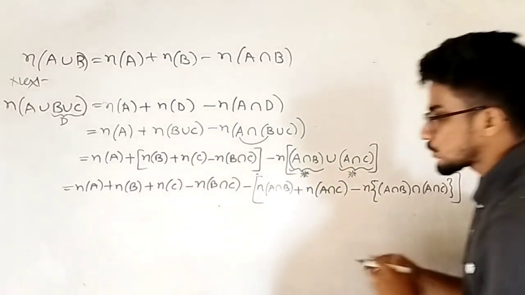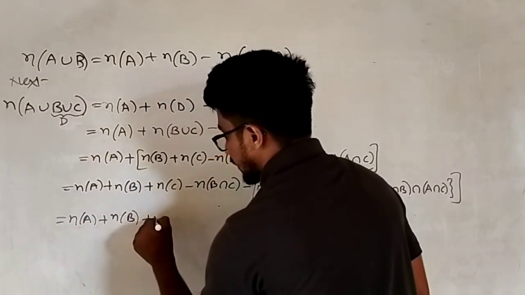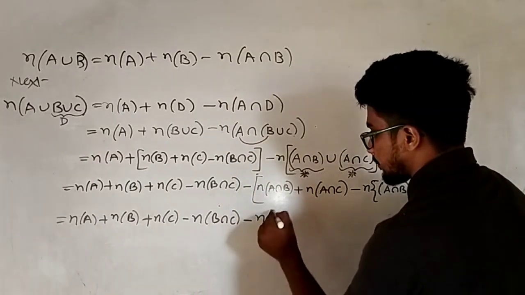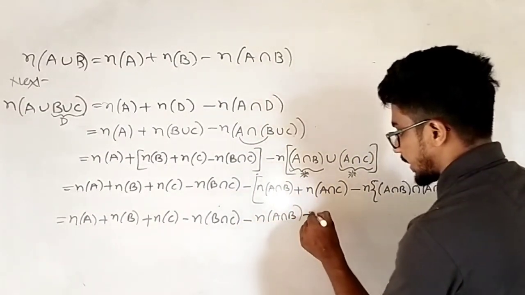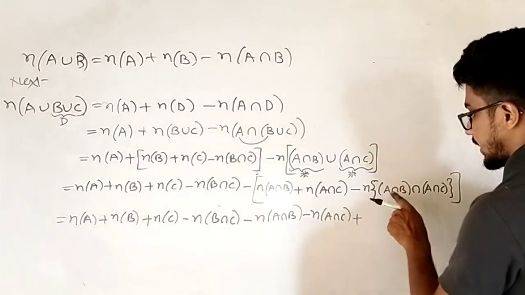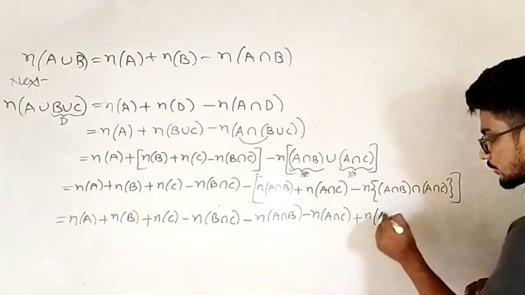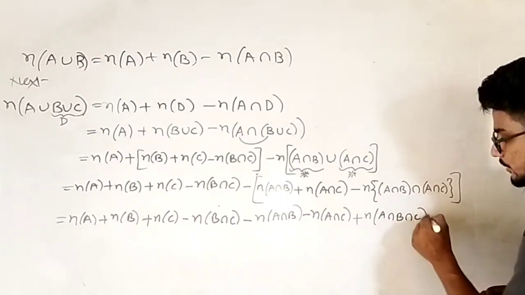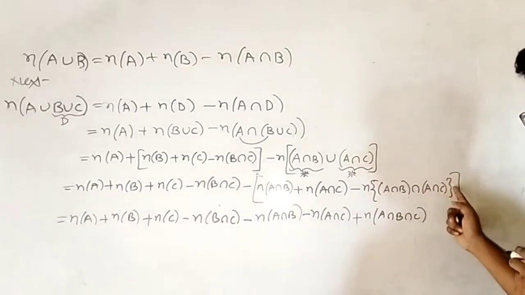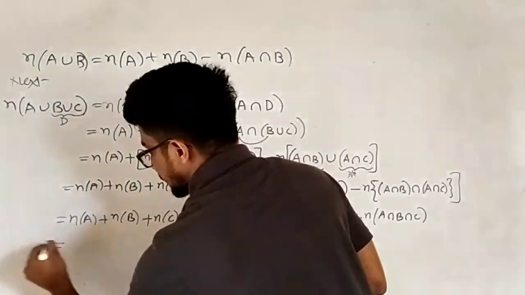So the result is ultimately number of A, number of B, number of C, minus number of B intersection C, and in brackets number of A intersection B plus number of A intersection C minus number of A intersection B intersection A intersection C. By the distributive law, A intersection B intersection A intersection C can be written as A intersection B intersection C. I have arranged this so it is easy to remember.